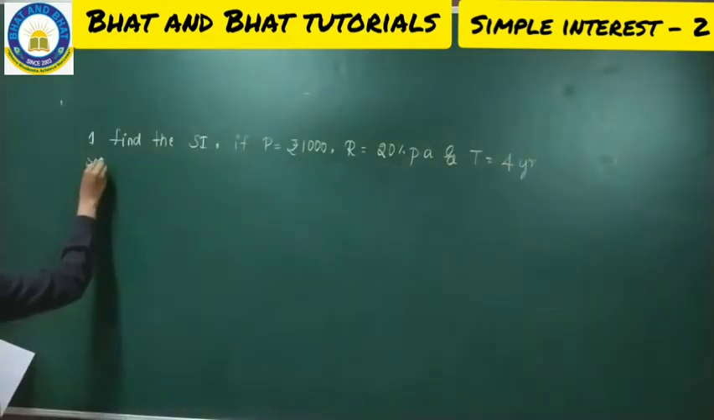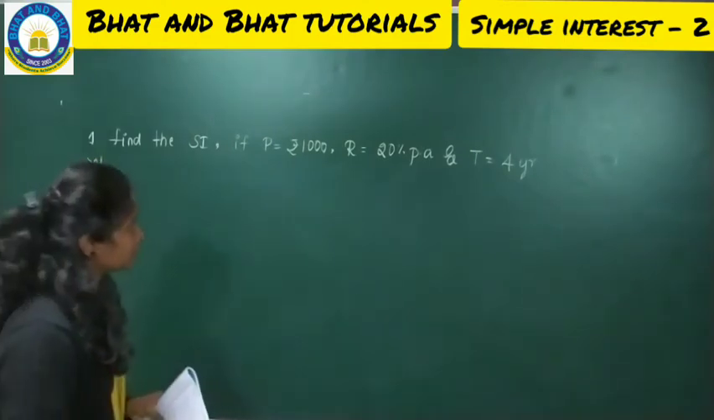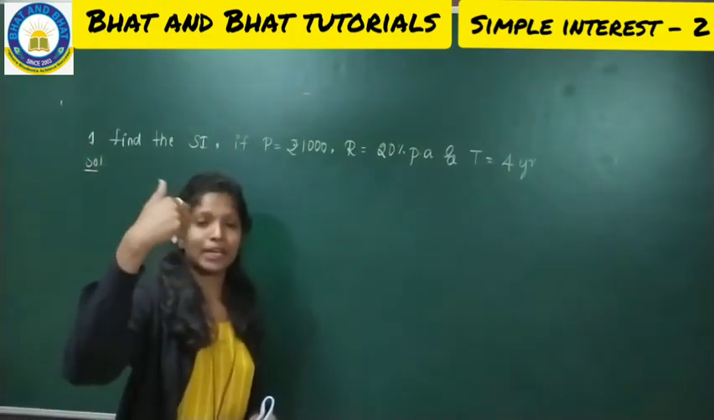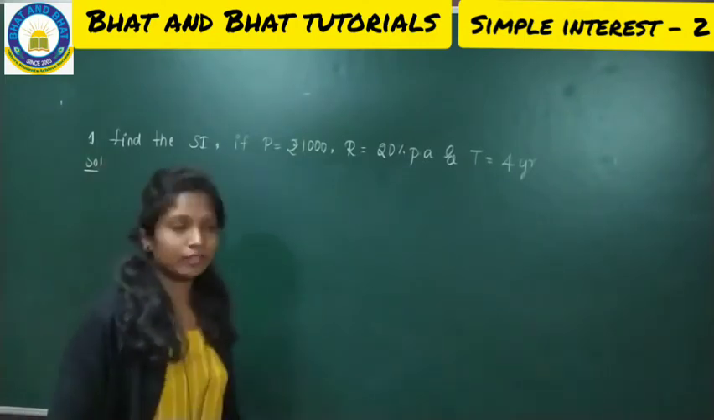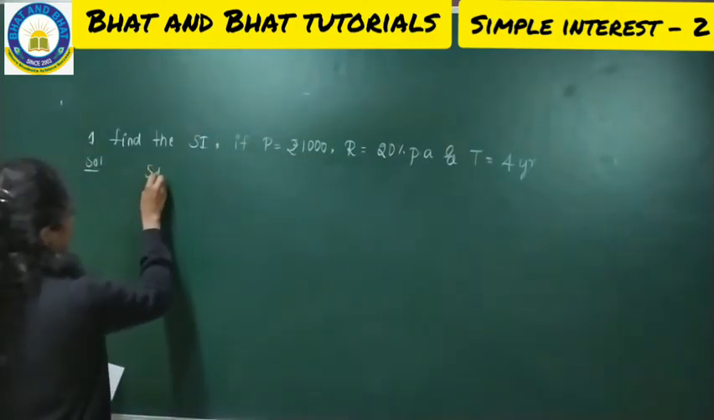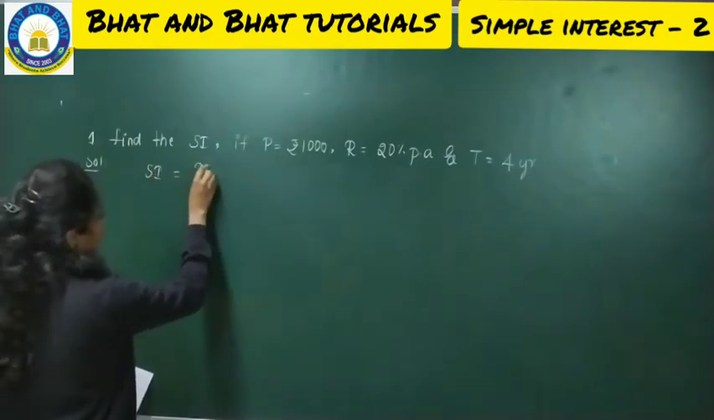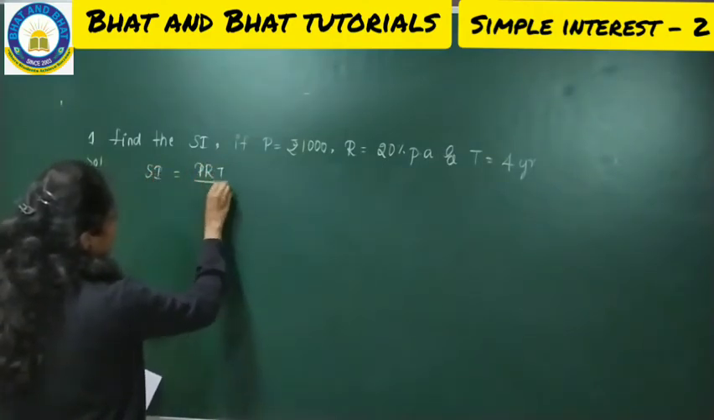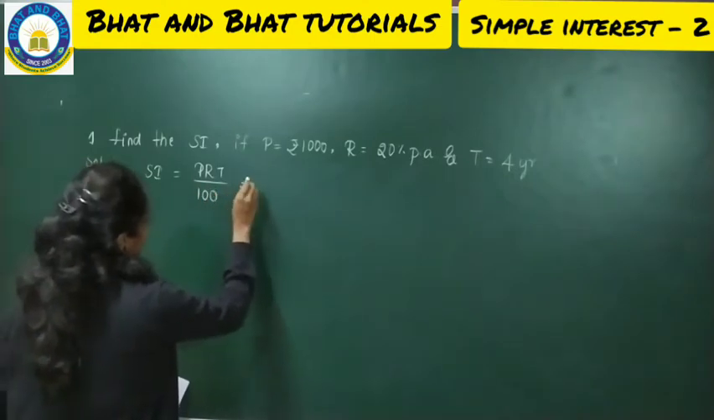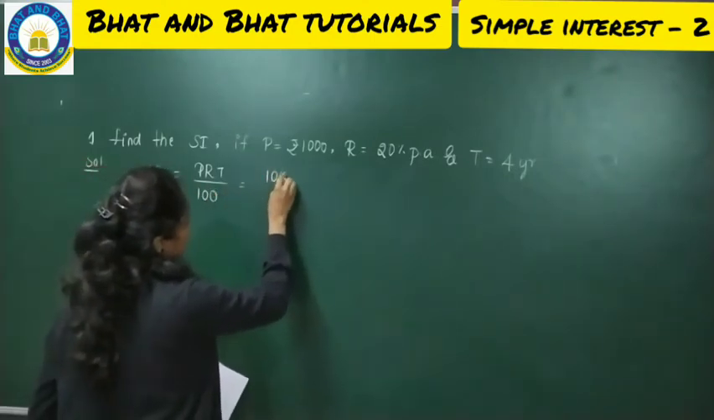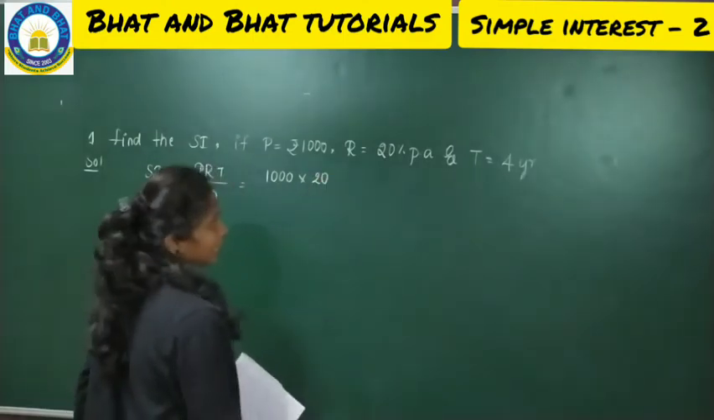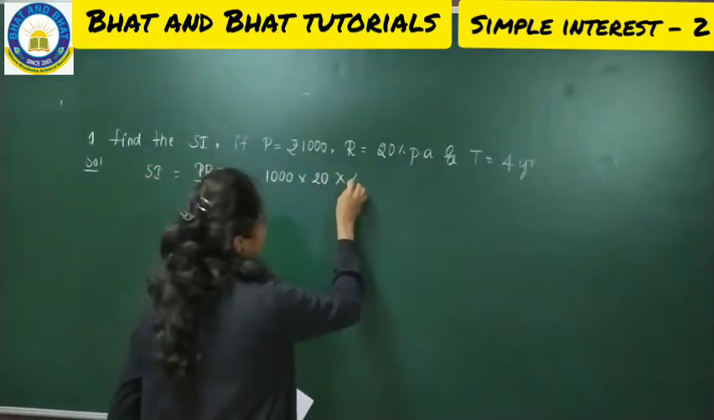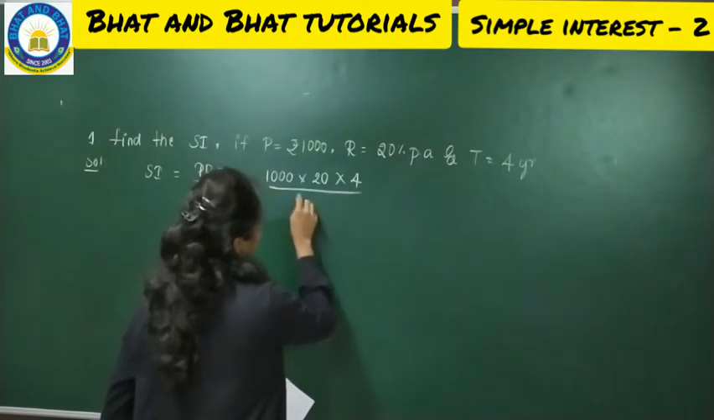So this is your question. What do you have to find? You have to find simple interest. They have given you P, R and T, all the required information. So let's move on quickly now. Simple interest is equal to, use the formula, PRT divided by 100. P is 1000, R is 20%, write only 20, into T is 4, divided by 100.